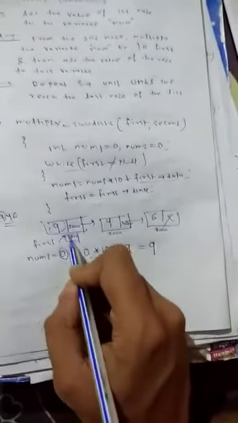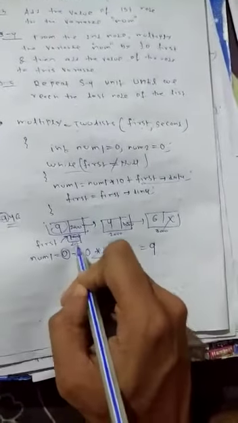Then what is the norm? Norm1 equals norm1 into 10 plus first data. Norm1 is initialized to 0, so 0 into 10 plus first data. What is the data part? The data part is 9. So 0 plus 9 gives 9. Then first will be first link. What is the link part? First is now here, and will store 2000.